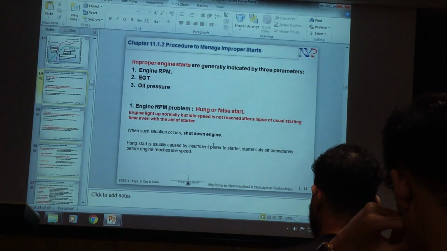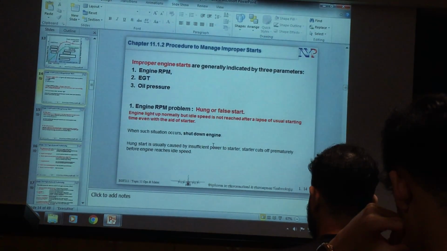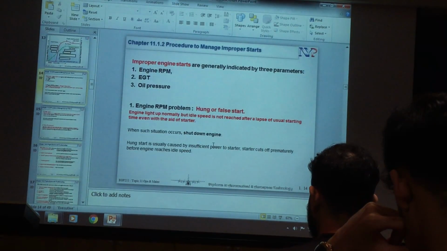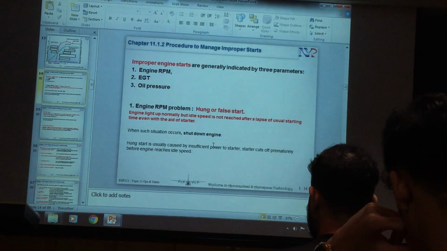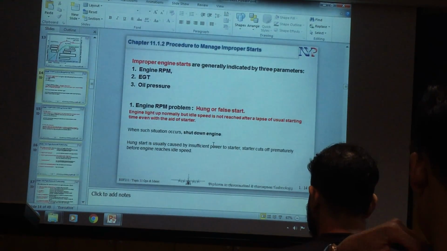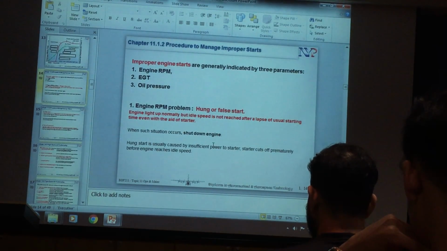Hot start: very hot, the temperature is increasing. FCU problem. Igniter, not proper ignition. Shut down, fuel never drain, so that fuel is still remaining. Ignition problem: no ignition, no fuel, means cannot start.